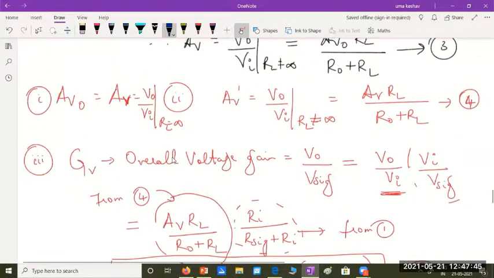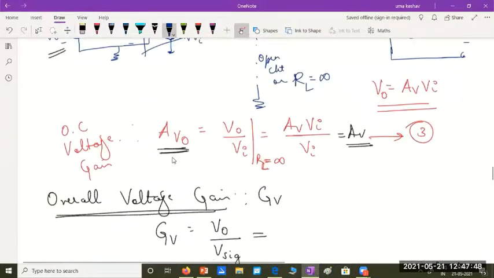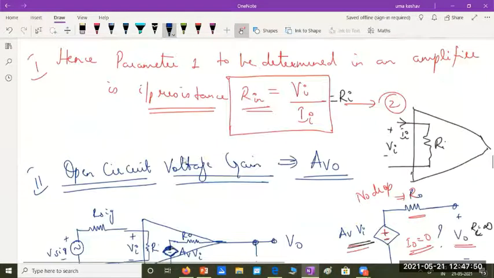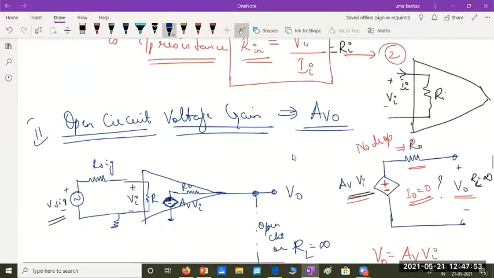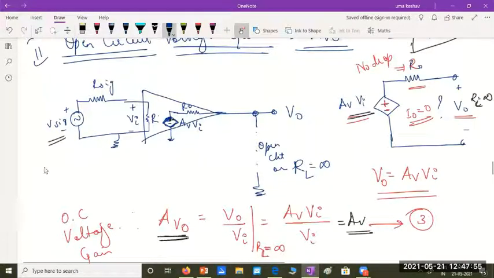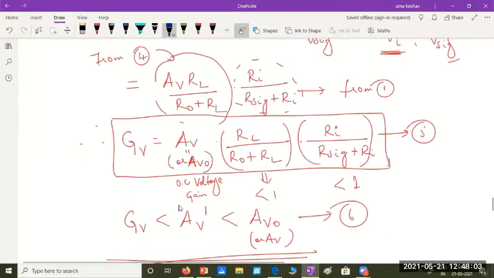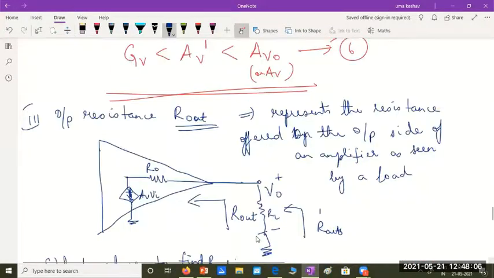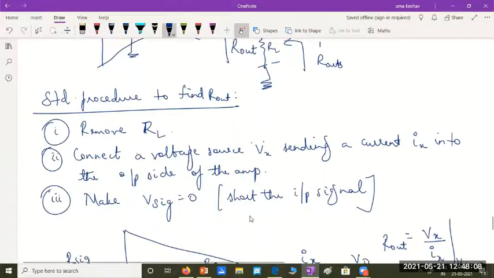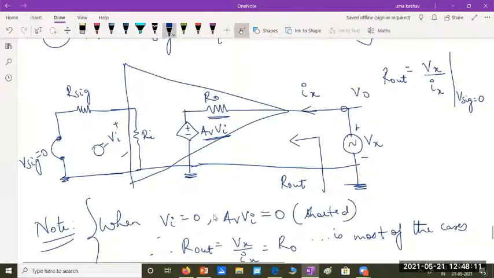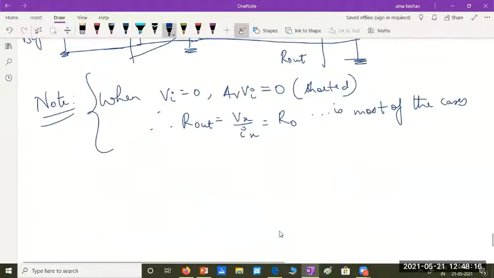So what are the three important parameters in an amplifier? The input resistance, Ri or Rin, and the voltage gain, three different types of voltage gain: open circuit voltage gain, with load, and overall voltage gain, and their relationships. And finally, the output impedance or output resistance of the amplifier, which is found using the steps discussed above. These are the three major parameters whenever we consider amplifier analysis.